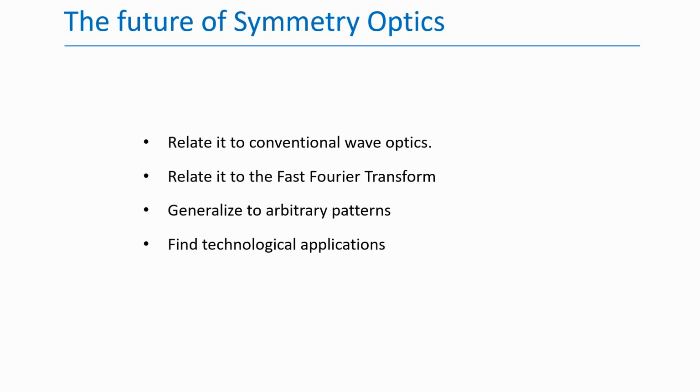Try relating symmetry optics to conventional wave optics. Why is there no concept of phase? What does that tell us about destructive interference? Or relate symmetry optics to the fast Fourier transform. They share something deep and seem to be made of the same kind of logic. Surely each one could give us some insight about the other.